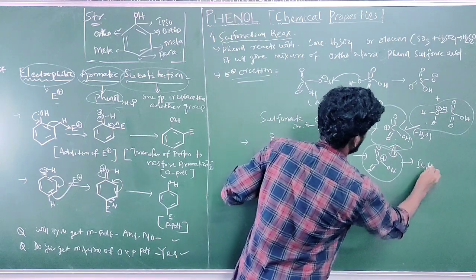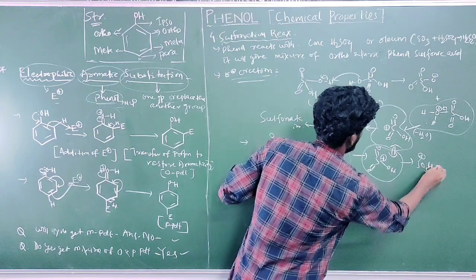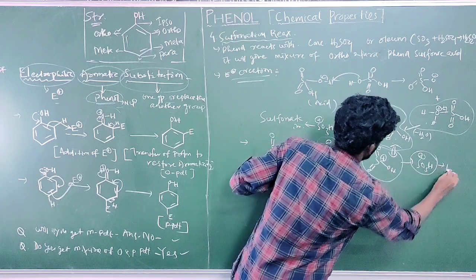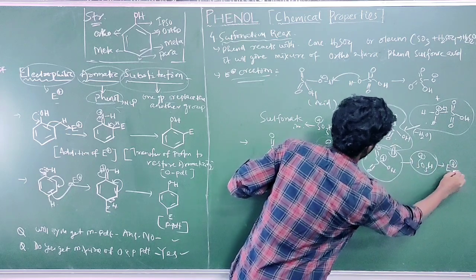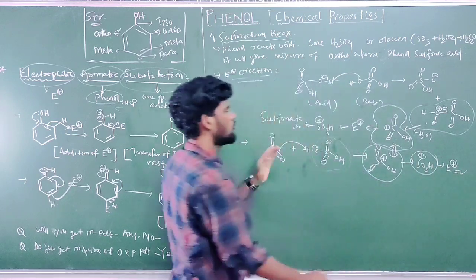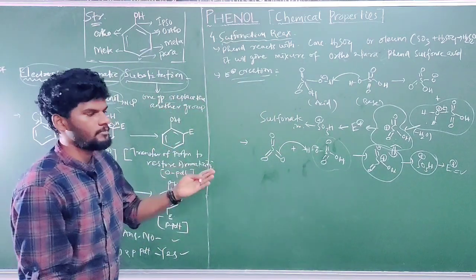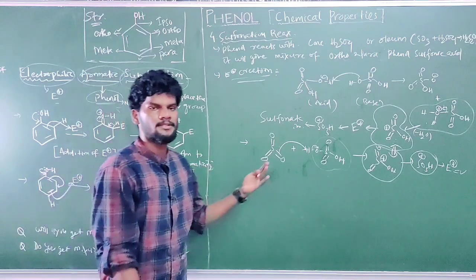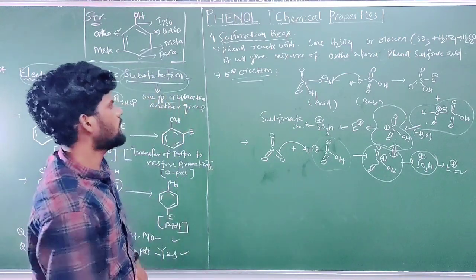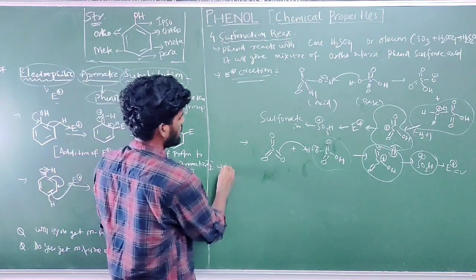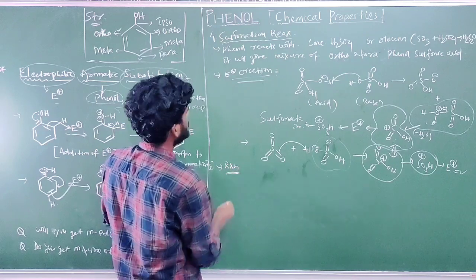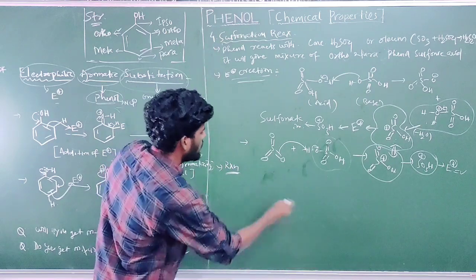This is the electrophile, similar to this one, both are similar. SO3H plus, this is the sulfonium ion, E plus, this is the electrophile here. Okay, in both ways, either concentrated H2SO4 or oleum, we are getting the same electrophile, SO3H plus. Okay, this step is important. And next is the reaction.